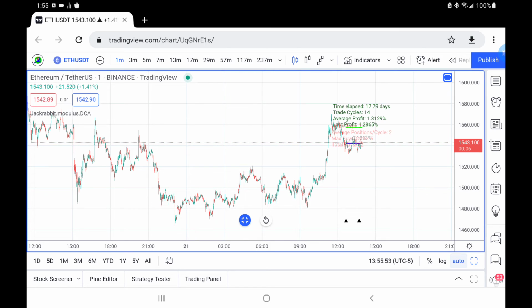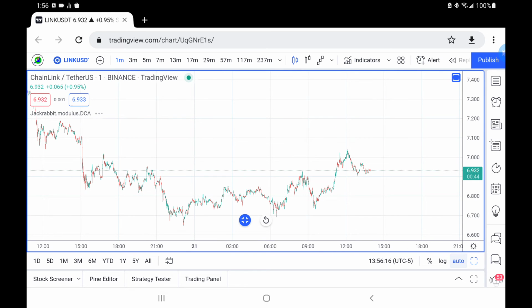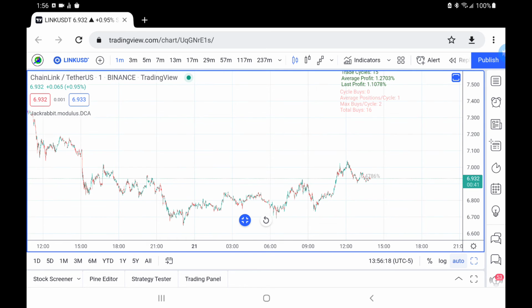Ethereum, 14 trades, and the level of positions for these 14 trades is outstandingly low, especially given the market we've been dealing with. This is very good trading. And tuning this would be remarkable all the way around.